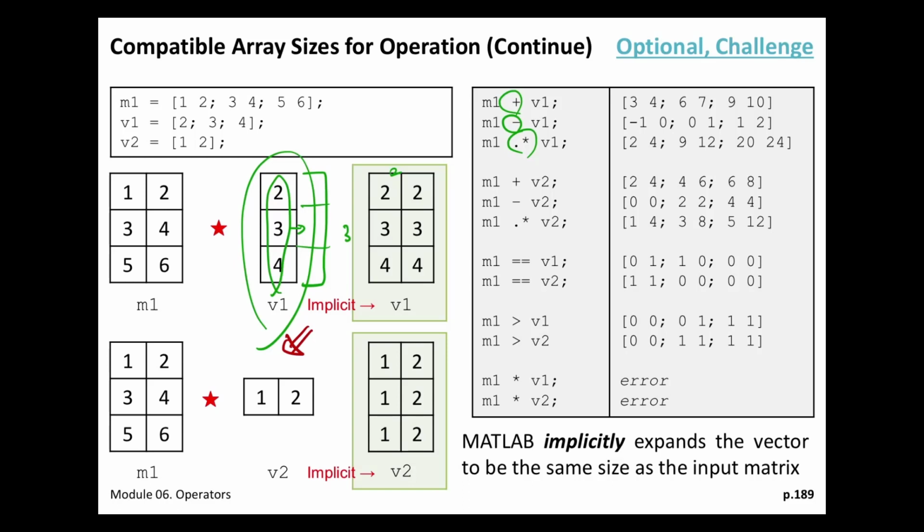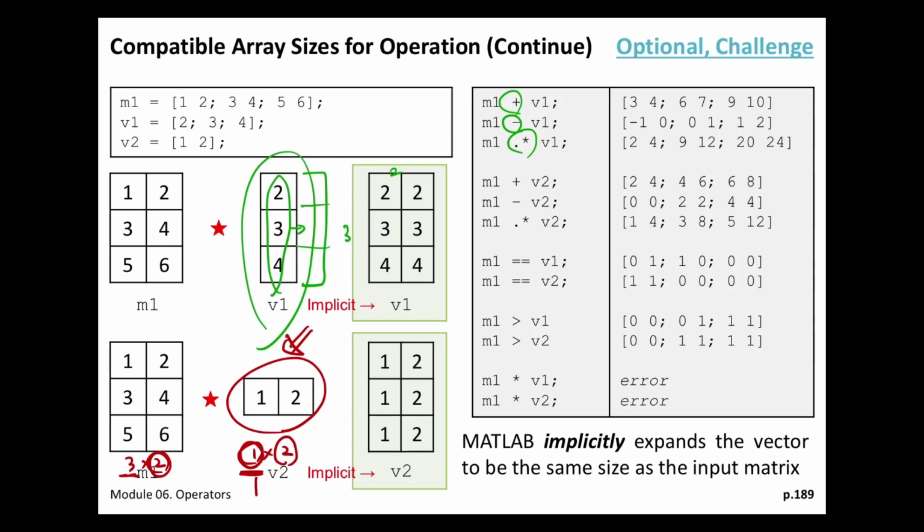This one is 3 by 2. This one is 1 by 2. The column dimensions are matched, but for the row dimension, this one is 1. That's why it's a comparable array size. That's why this vector is expanded to 3 by 2 by replicating the row to the second and third rows. Make sense?